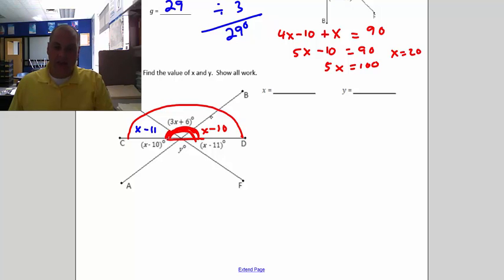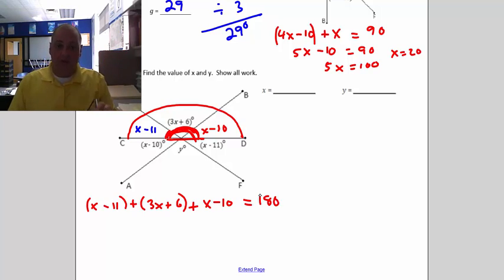So that, and that. So x minus 11 plus, I'm going to put parentheses, even though you don't really need them, 3x plus 6. And I should have done that up here. It was 4x minus 10 plus x in parentheses, plus x minus 10. So those three angles should add up to 180. So let's write an equation that says that. All right? And we don't really need the parentheses because we're just adding x plus 3x plus x, 5x. Negative 11 plus 6 minus 10 is negative 15.